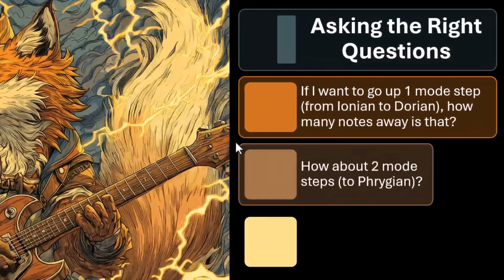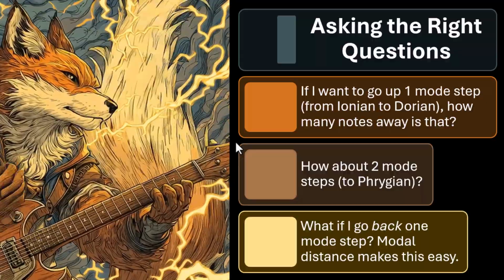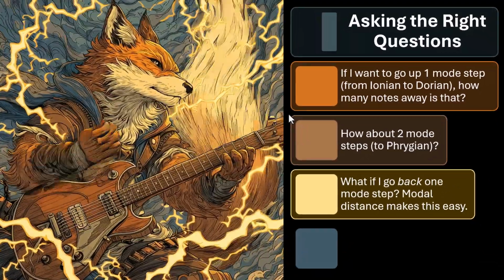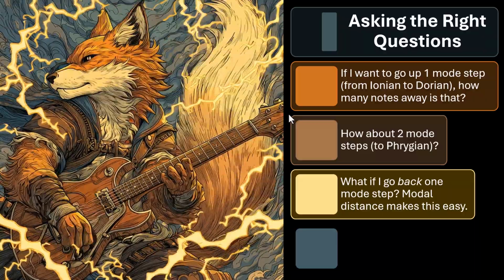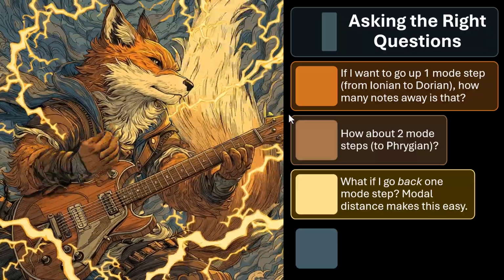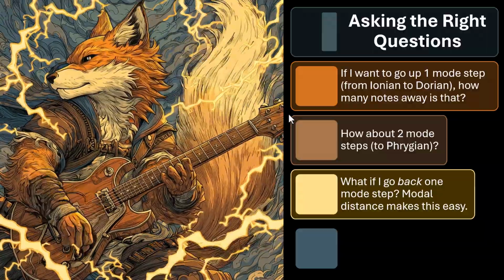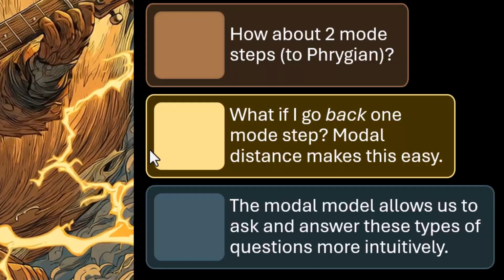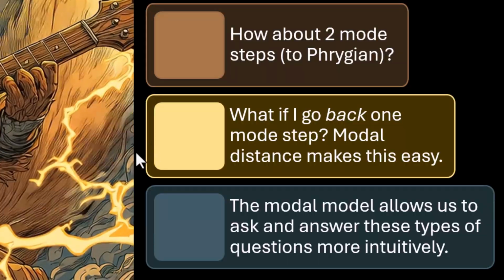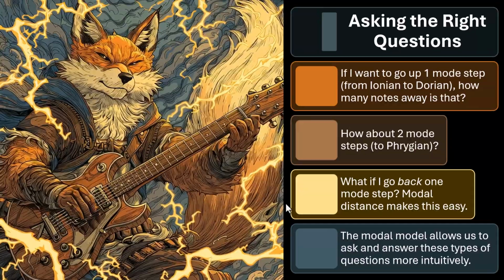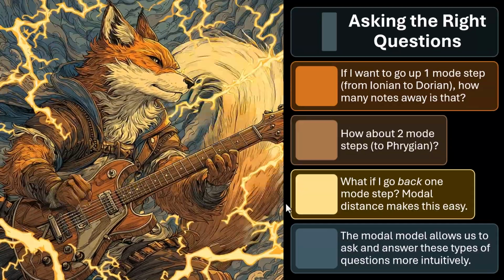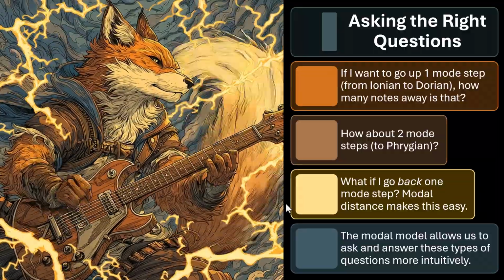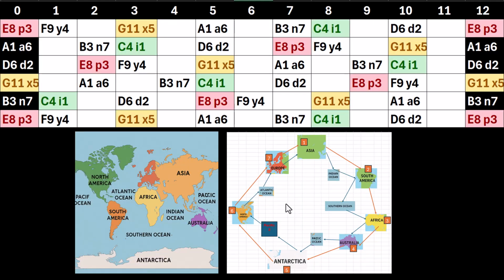So how about 2 modal steps to the Phrygian? How many oceans and continents would that be? What if I go back 1 mode step? So remember, directionally counterclockwise becomes a problem with our scale degrees, but we need to figure out some system to go counterclockwise because I want to be able to go counterclockwise. If I'm going to the Locrian continent, I don't want to have to go around the block. I want to take one step backwards instead of 6 forwards. So the modal system allows us to ask and answer these types of questions more intuitively.